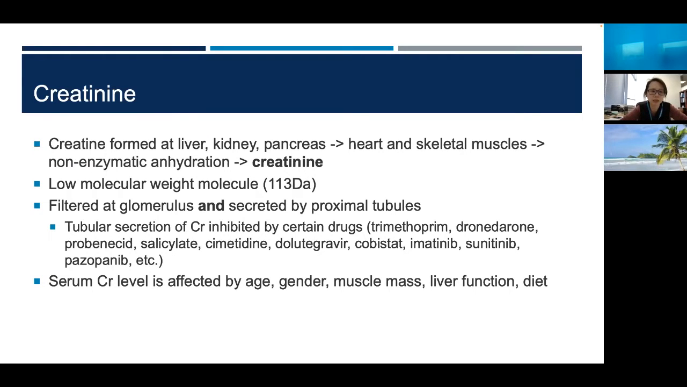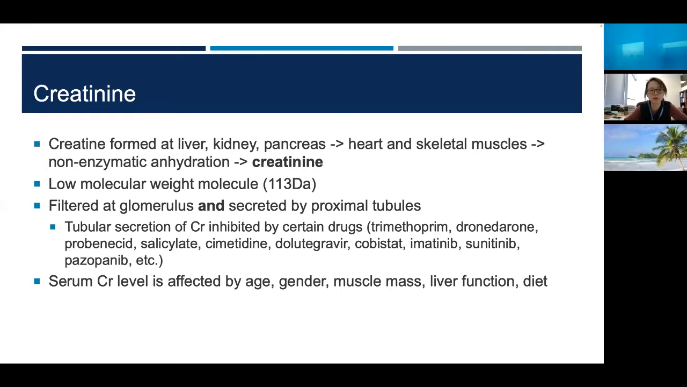So creatinine is an end product of creatine and creatine phosphate metabolism. The creatine is primarily formed in the liver and the kidney, and a little part of it is made in the pancreas. Then it is transported to the heart and skeletal muscles, and there it undergoes non-enzymatic anhydration and becomes creatinine. It's a low molecular weight molecule, about 113 Dalton in size. It is filtered at the glomerulus and also secreted by the proximal tubules. So medications that inhibit tubular secretion can also affect the serum creatinine level.